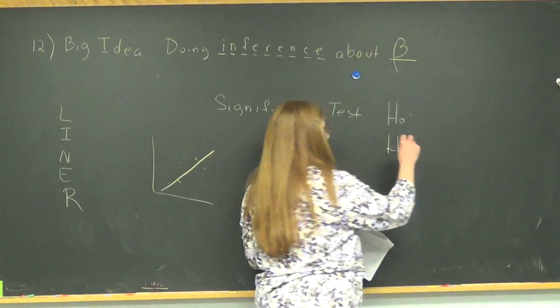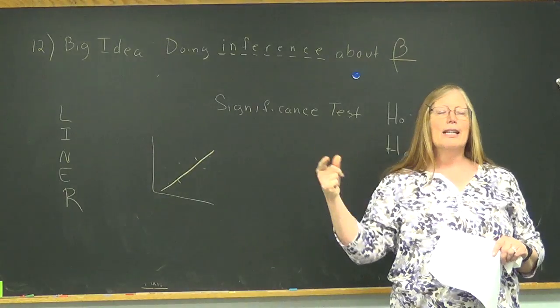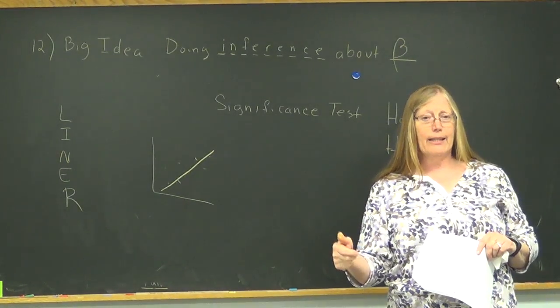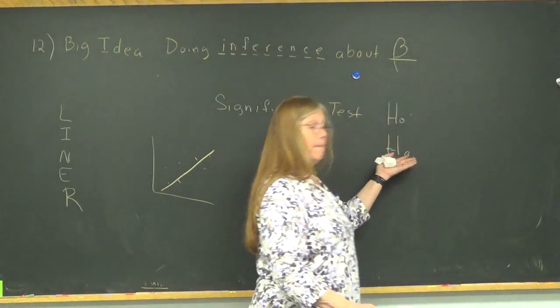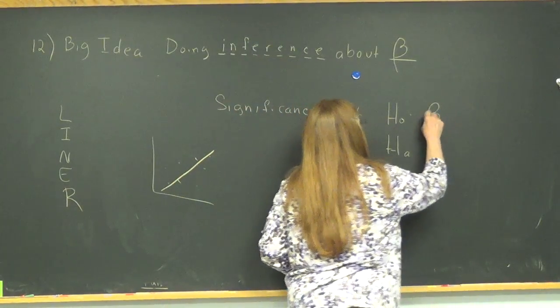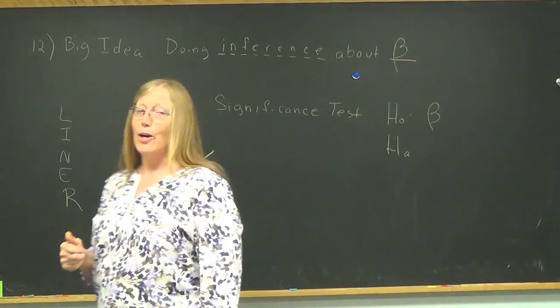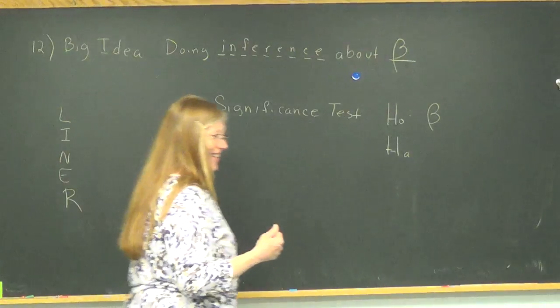H sub O. Before, our H sub O's were either mu or p, and then we went to chi squared. But now we are at not b but beta. Our null hypothesis, I believe for every case that we will see, is always the same. That simplifies things, doesn't it?